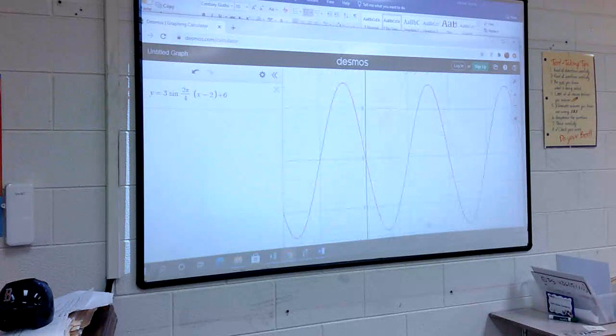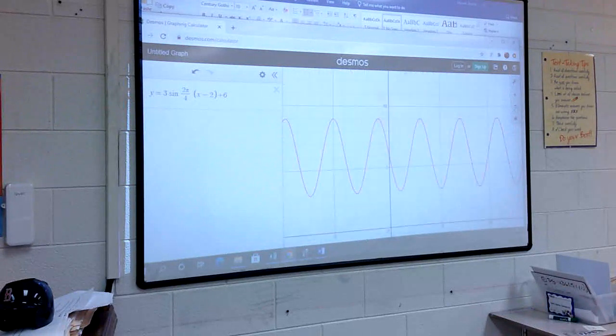Now, what happened was, in this case, notice, it crosses the y-axis. It crosses the y-axis at positive 6. So that plus 6 moved it up by 6. Okay? The minus 2 moved the graph to the right by 2.